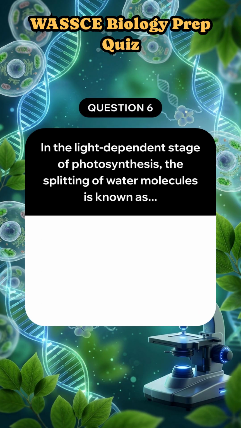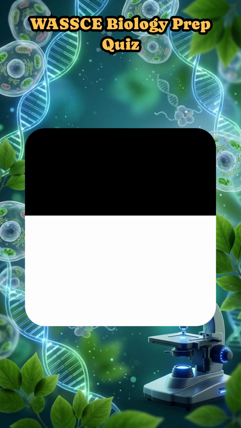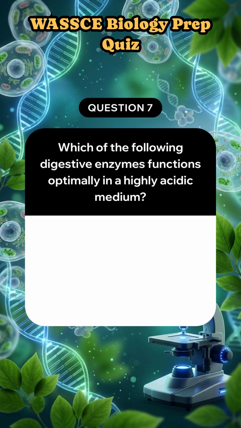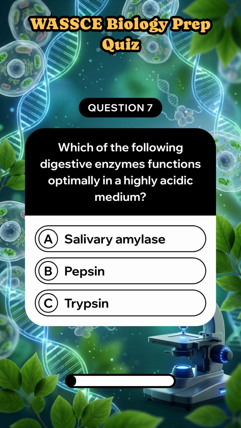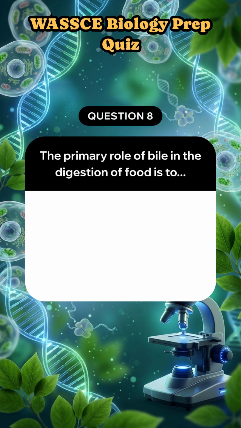In the light-dependent stage of photosynthesis, the splitting of water molecules is known as? Which of the following digestive enzymes functions optimally in a highly acidic medium? The primary role of bile in the digestion of food is to?